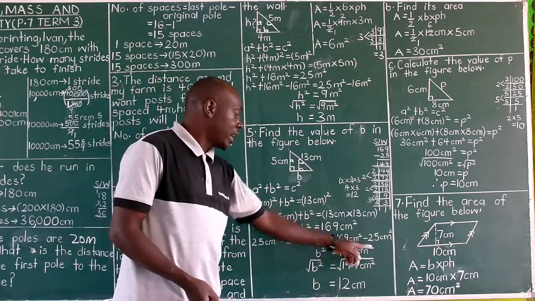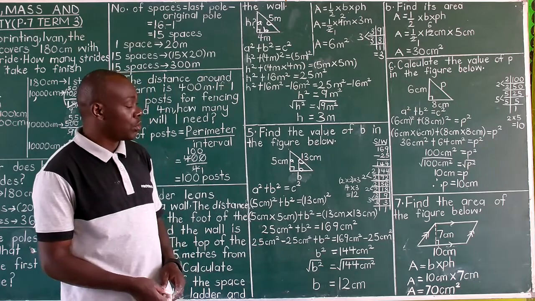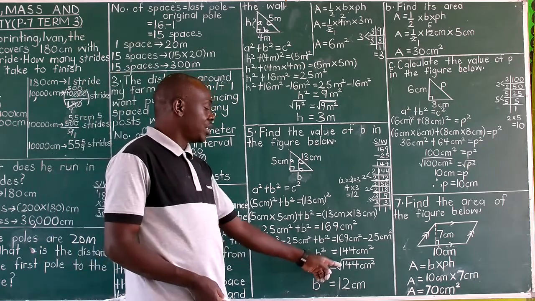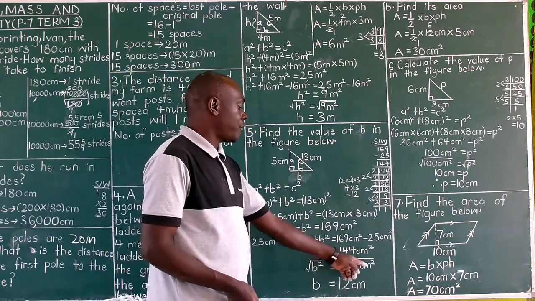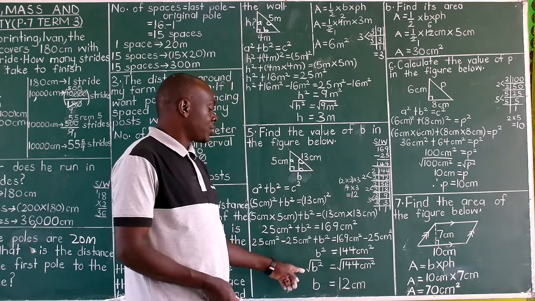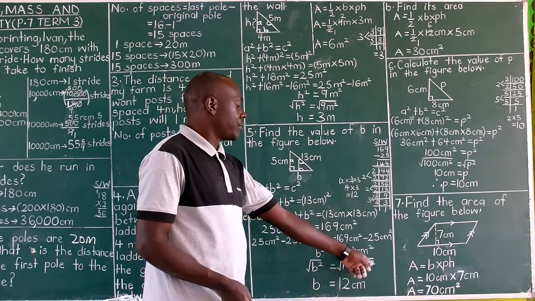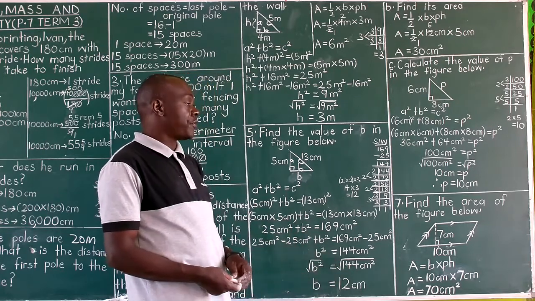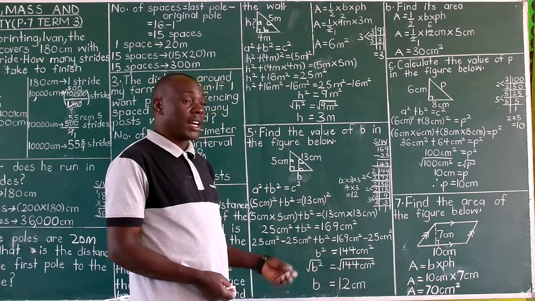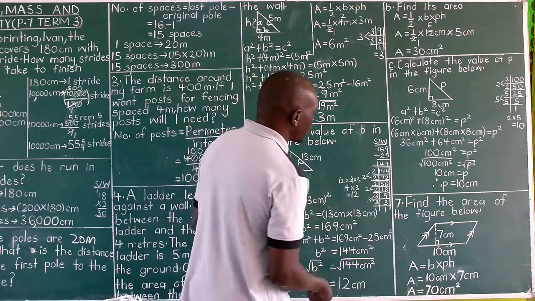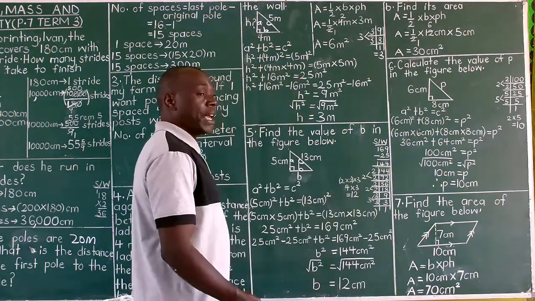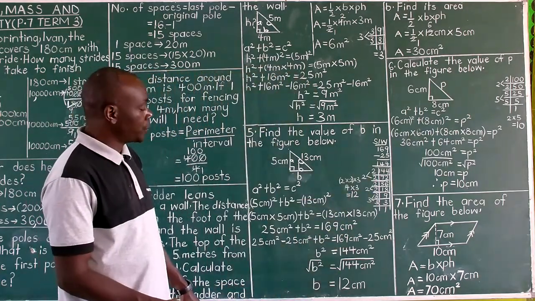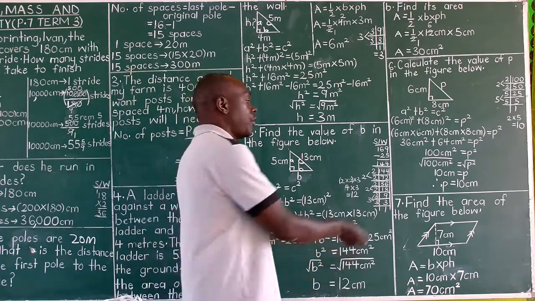Now both are squared, so we introduce the square root for the squares to go off. So the square root of B squared equals the square root of 144 centimeters squared. The square root of B squared is B, and the square root of centimeter squared is the centimeter. Then we prime factorize 144 to find its square root. We go by prime numbers. The first prime number is 2. Fortunately, it can divide this 144.